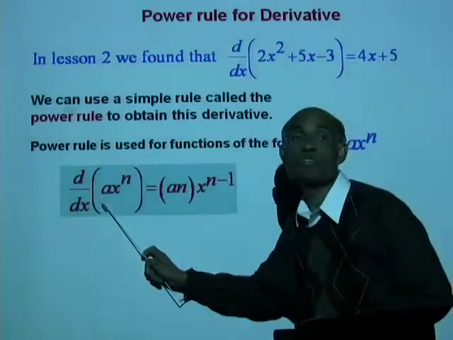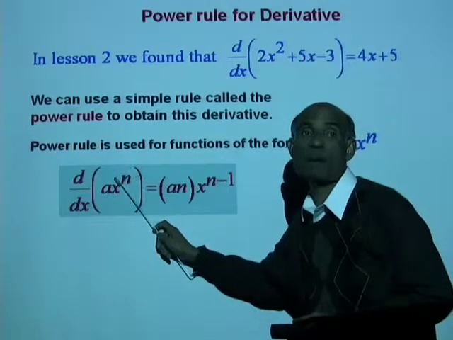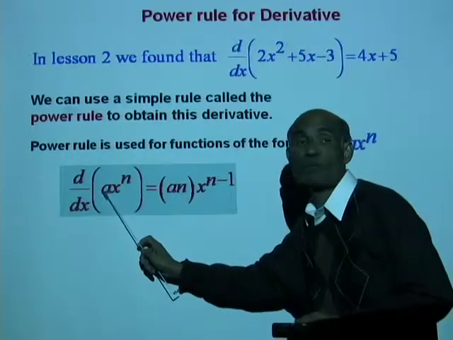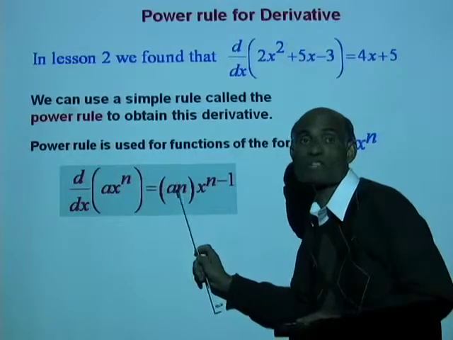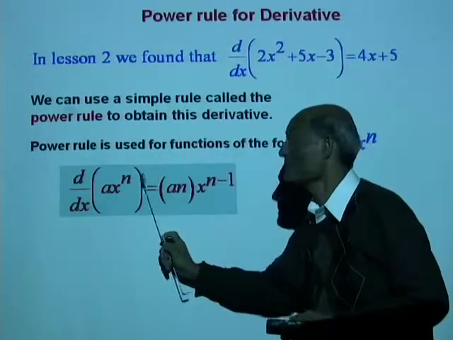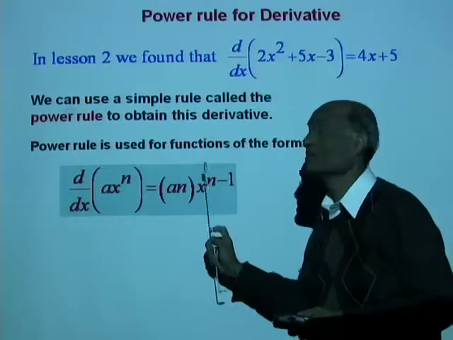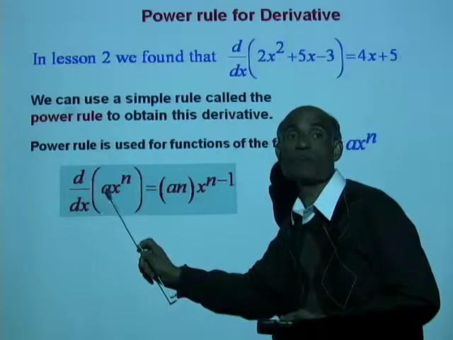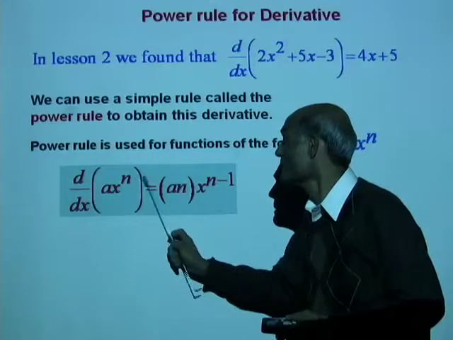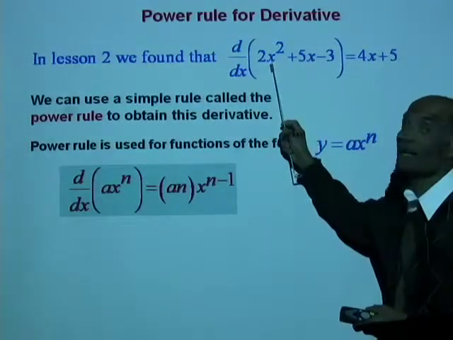Then the derivative of such a function, the derivative of ax to the power of n with respect to x, will be a times n, multiply the coefficient with the power, a times n times x to the power of n minus 1. The derivative will contain the power 1 less than the function. So once again, derivative of ax to the power of n is an times x to the power of n minus 1. Now let's apply it right here.